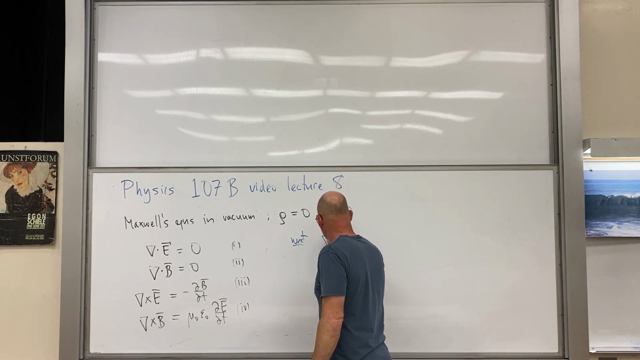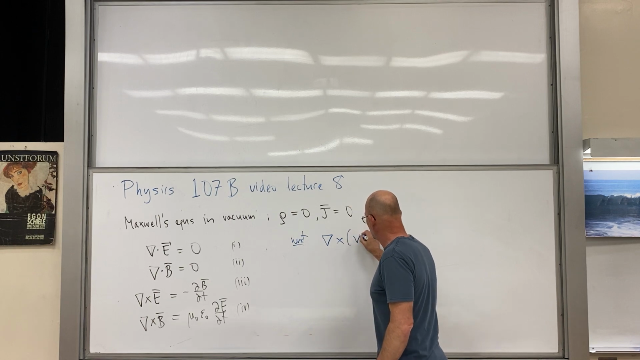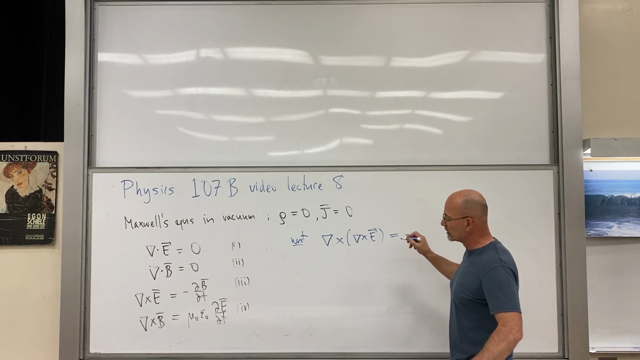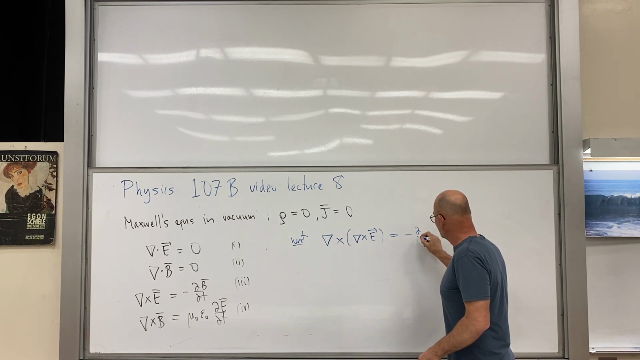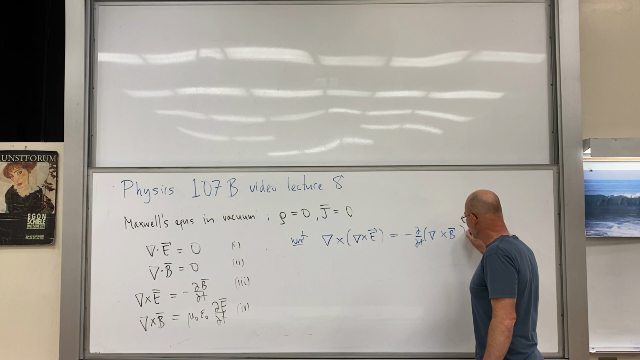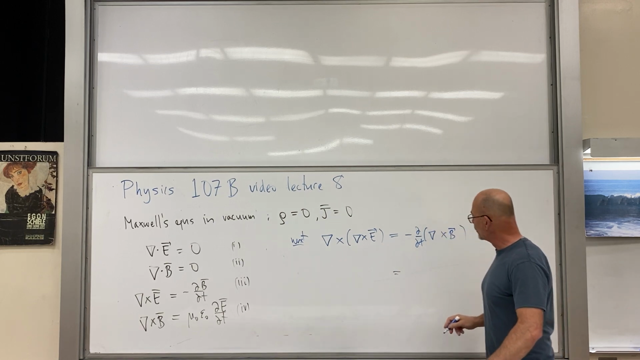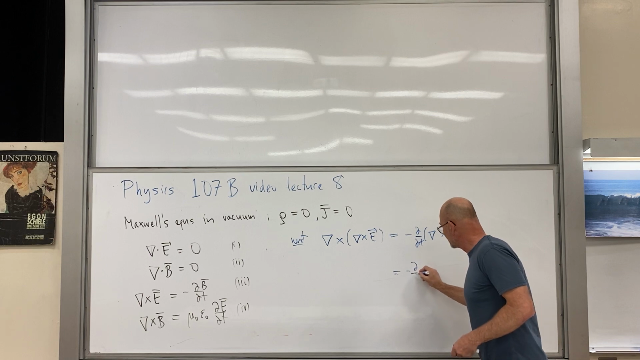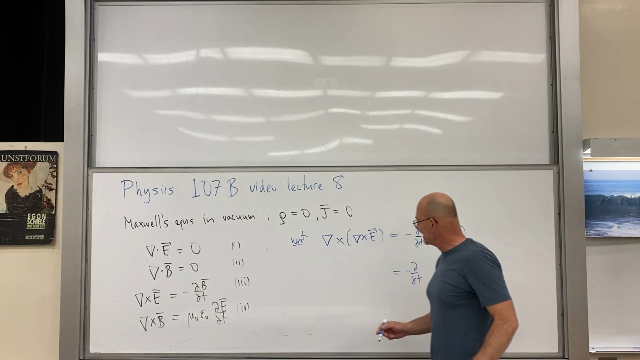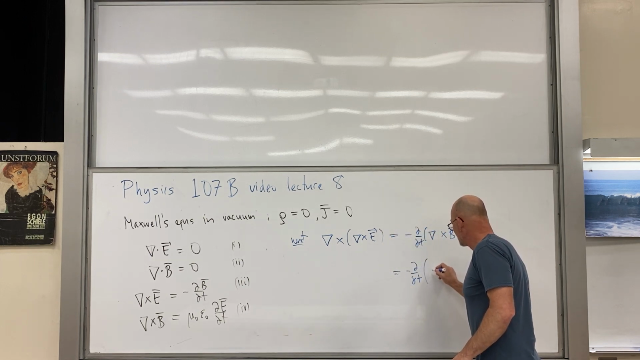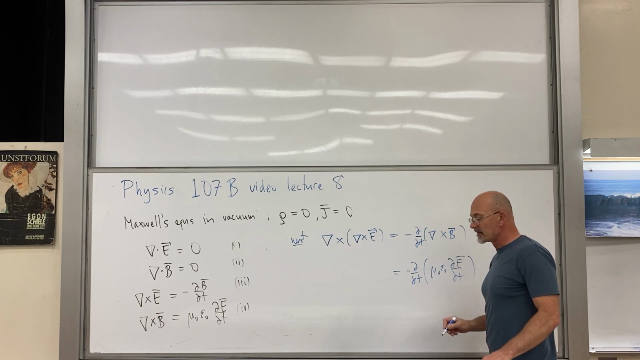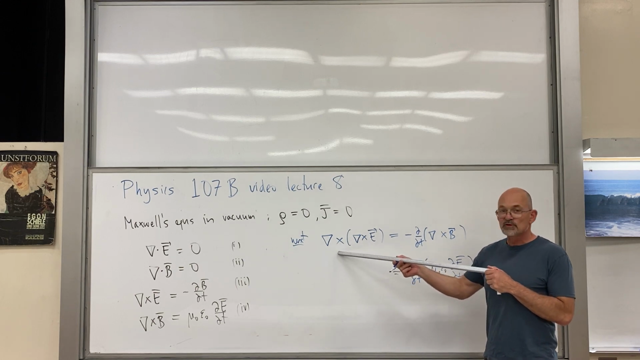So curl of E, right, that's a vector. We're going to exchange the order of differentiation here, so minus d over dt curl of B. Here on the right side, minus d over dt, the curl of B is mu naught epsilon naught dE dt. On the left side, we're just going to replace this with an identity.